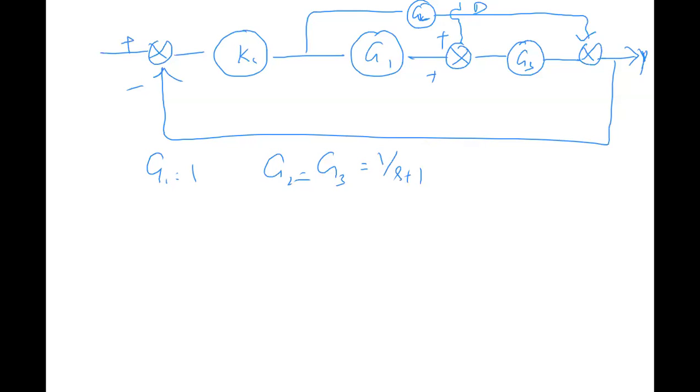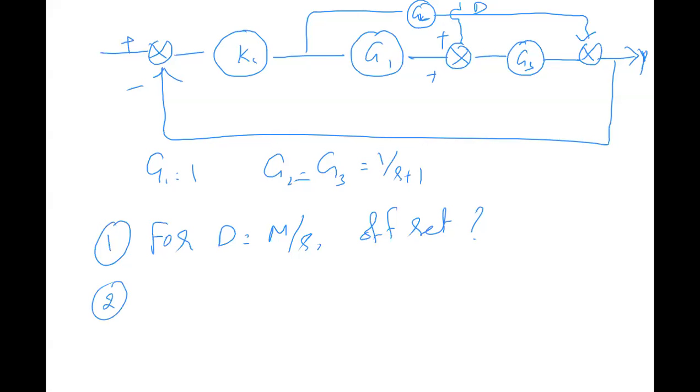See, this is not a standard loop. So first thing, for D equal to M by s, what is the offset? For Ysp equal to M by s, what is the offset? This is a tough problem because this is not a standard loop. You have to derive the transfer function first and then find out the offset. Take time, take 10 minutes, but this is a GATE problem. 4 marks GATE problem.